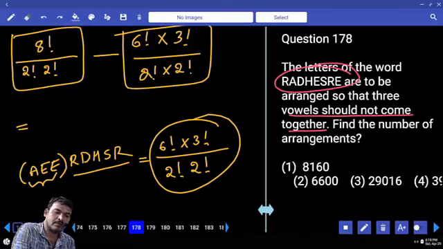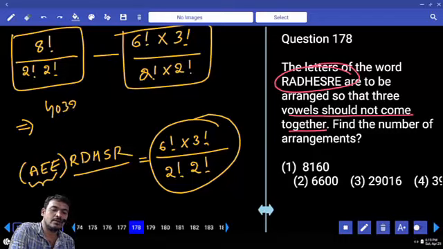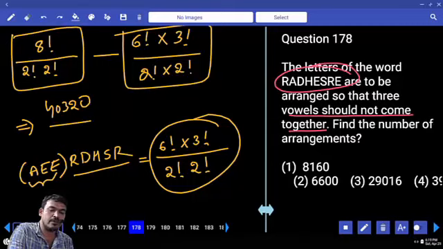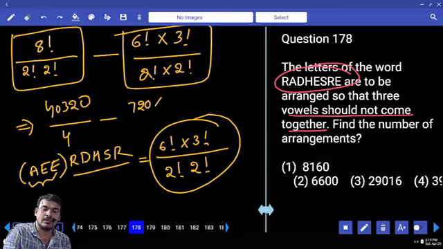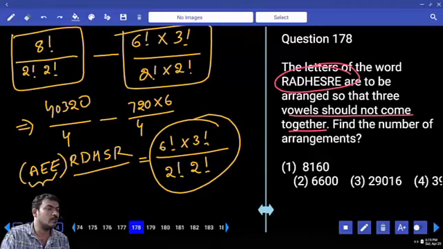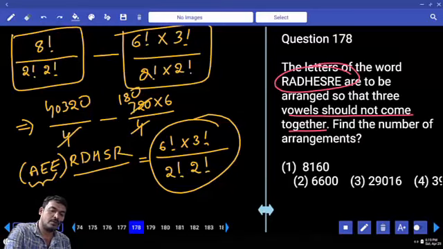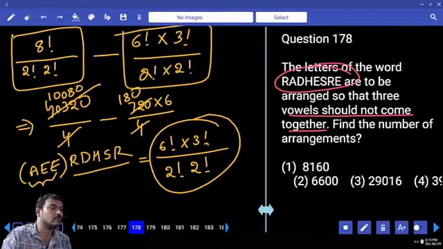Okay. 8 factorial is 40,320, divided by how much value? 4. 6 factorial means 720 into 3 factorial 6, divided by 2 factorial into 2 factorial 4, how many times? 720, 180. 4 how many times here? 10,080.